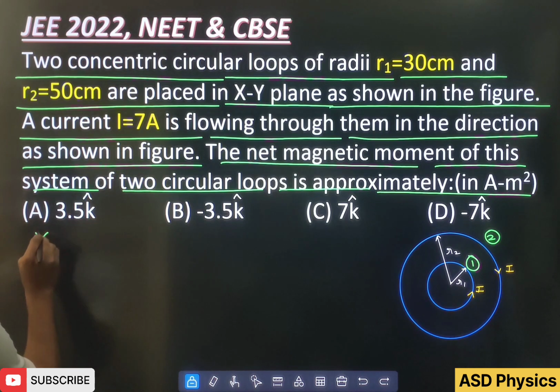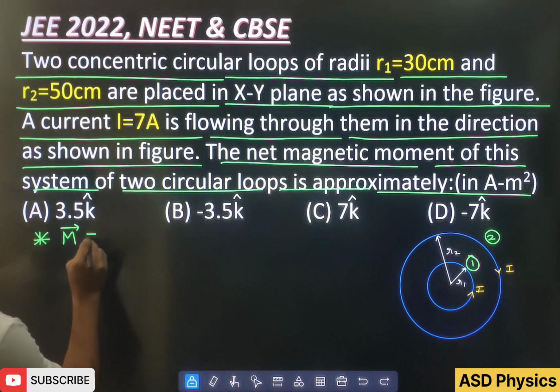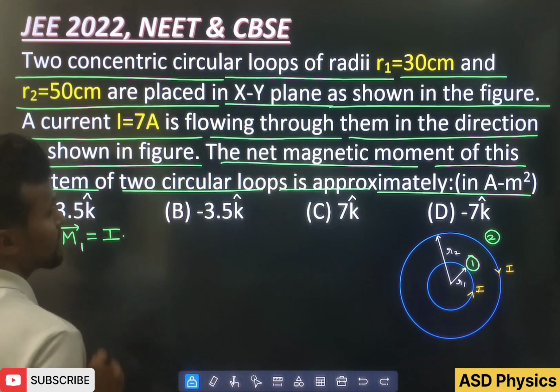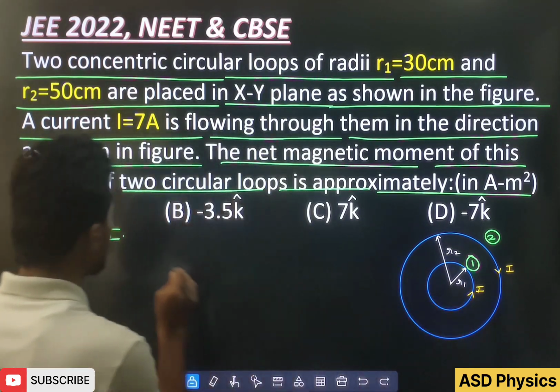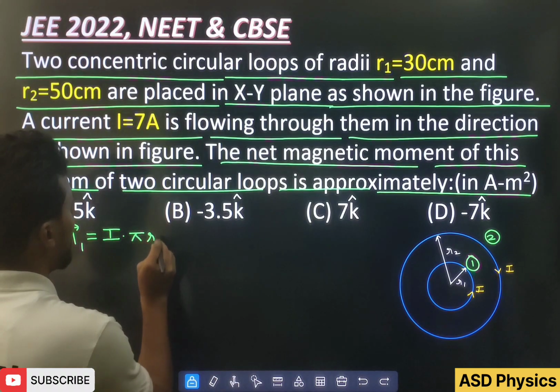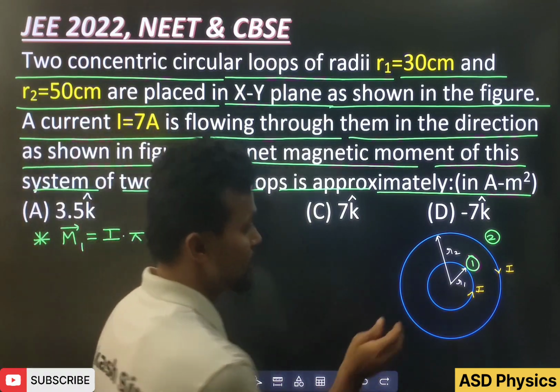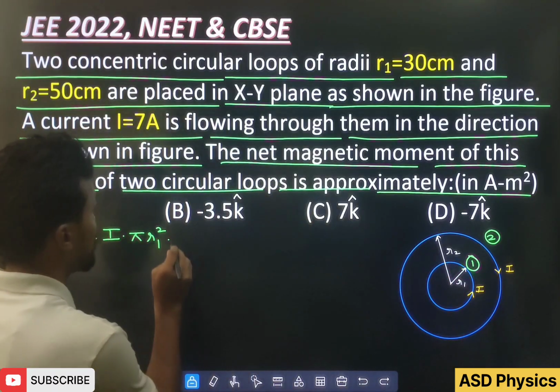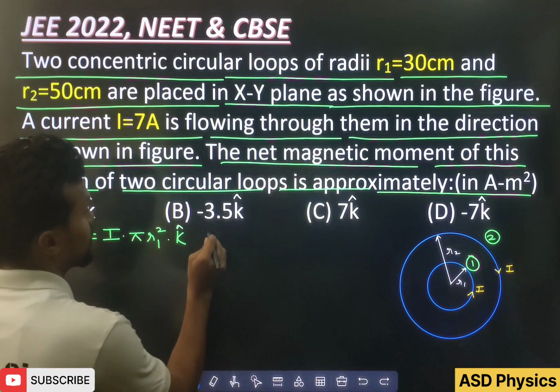After that, if I talk about them one by one, see, the first one, M1. What is the current given? I, and it is multiplied by the area, radius R1, so pi R1 square. Direction: curl your fingers along the current, the thumb is coming outside, that means along the positive z axis, so k cap.